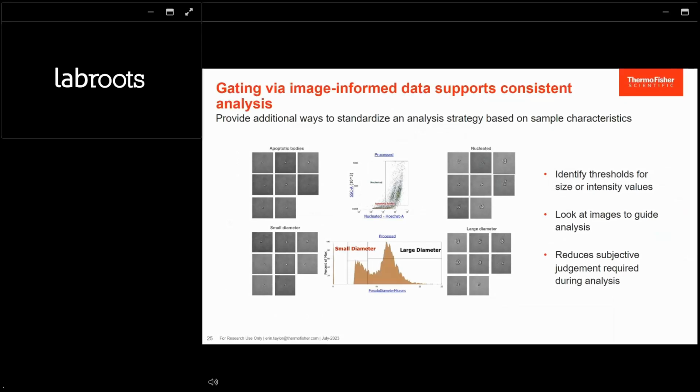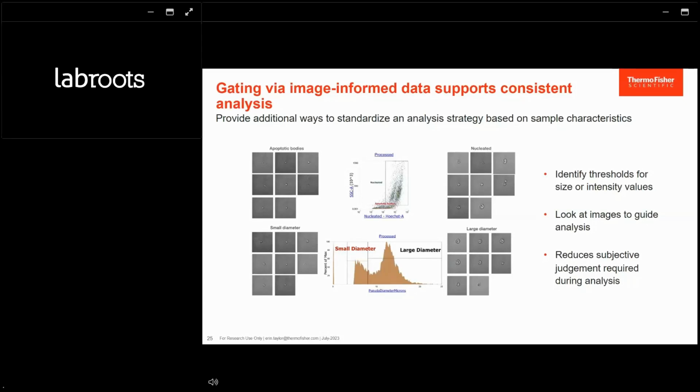And then finally, not only were users given instructions with clear defined thresholds to enable them to analyze and interpret their data, the imaging itself just helped them confirm their assumptions about the identities of populations and provides an additional source of support and data as they work to standardize an analysis strategy.